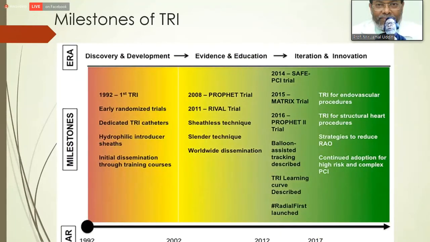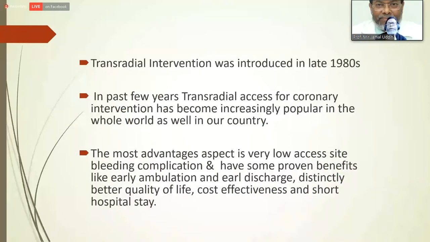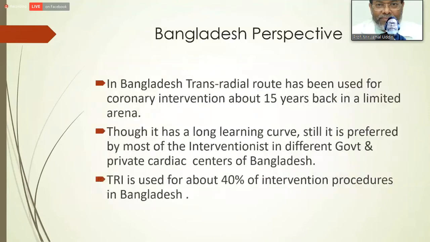All of us know we are now in the era of transradial intervention for endovascular procedures and structural heart disease, with reduced radial artery occlusion rate. And we know that transradial started in the late 1980s, and now it is all over the world: approximately 90% in the UK, approximately 70% in the USA, and approximately 60 to 70% in Europe.